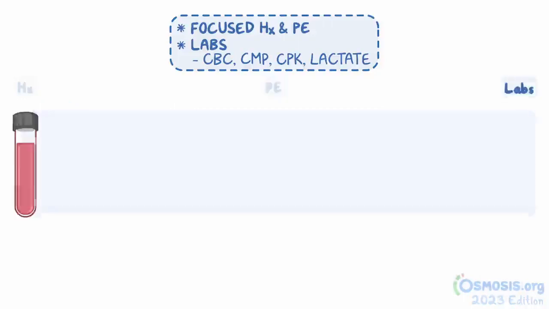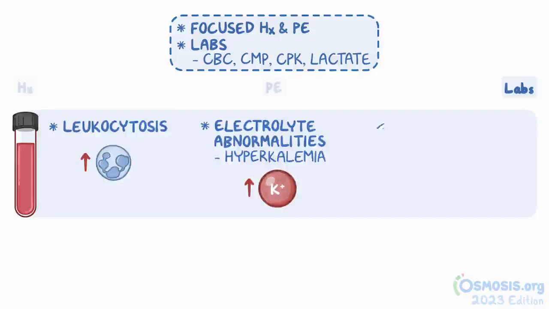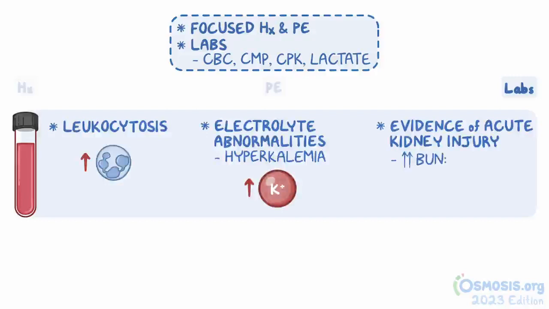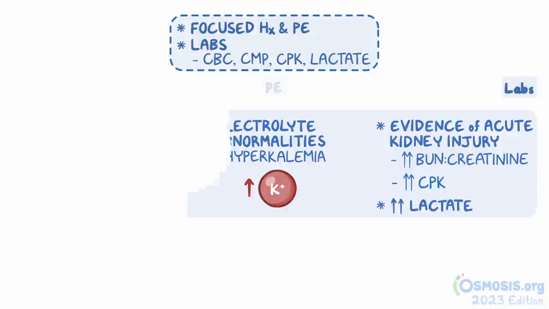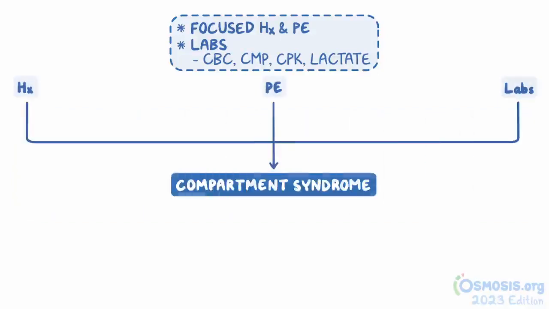Finally, labs might reveal leukocytosis, electrolyte abnormalities such as hyperkalemia, and in some cases, even evidence of acute kidney injury, such as an elevated BUN to creatinine ratio, as well as an elevated CPK. Lactate can also be elevated since it's released by damaged cells. If you see these signs and symptoms, you can diagnose acute compartment syndrome.